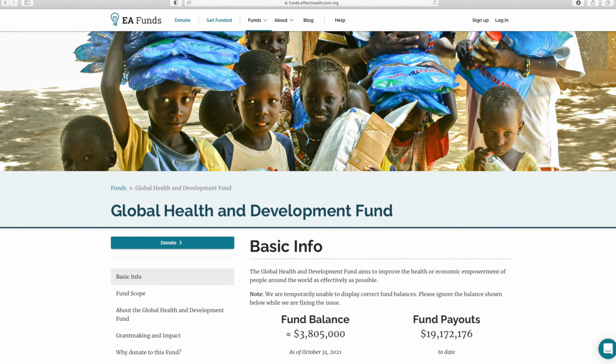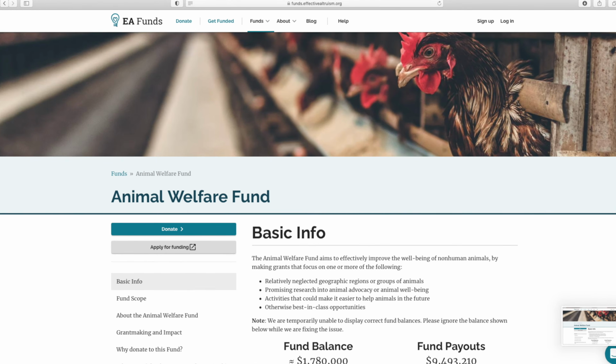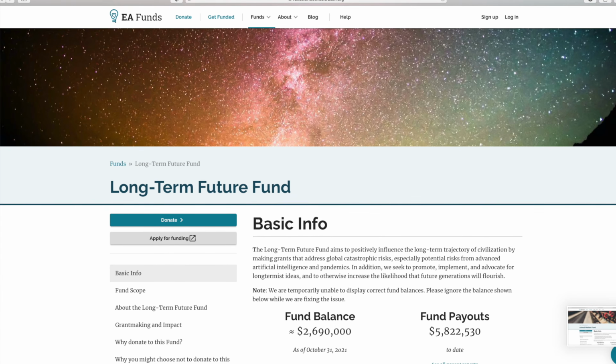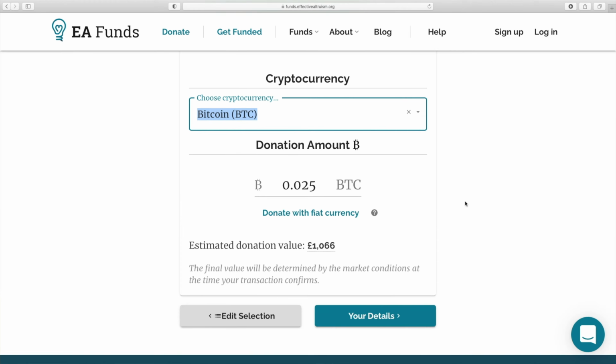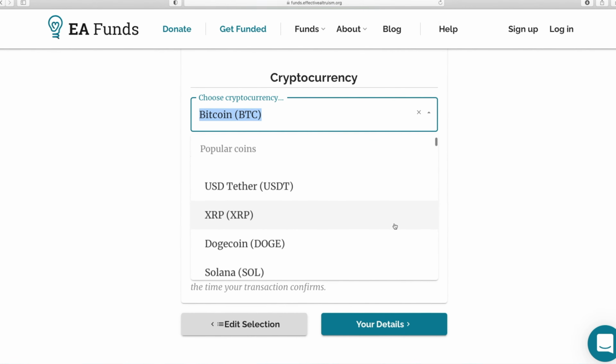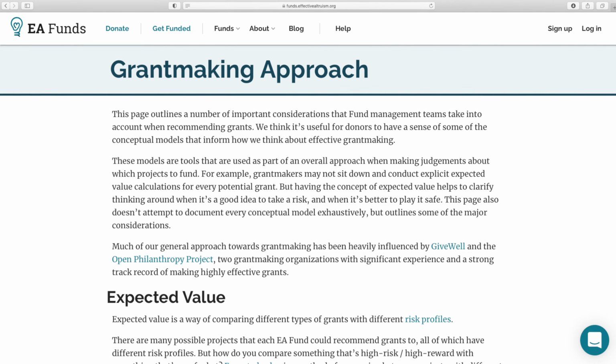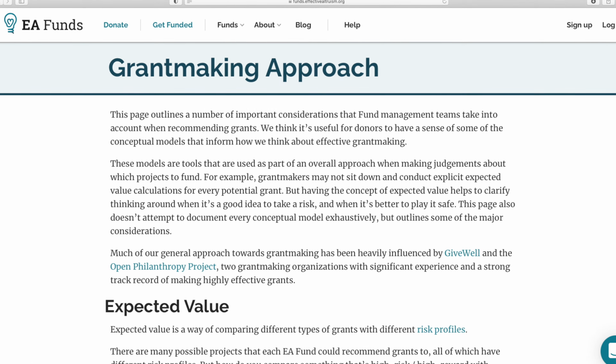Effective Altruism Funds helps donors to maximise their impact across the 4 key cause areas of global health and development, animal welfare, long-term future, and effective altruism infrastructure. You can choose your allocation across the funds, donate with cash, crypto or stocks, and then these expert-led funds re-grant your donations to where they'll have the biggest impact.